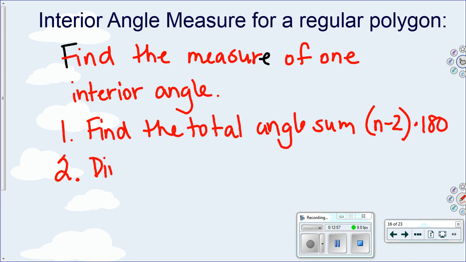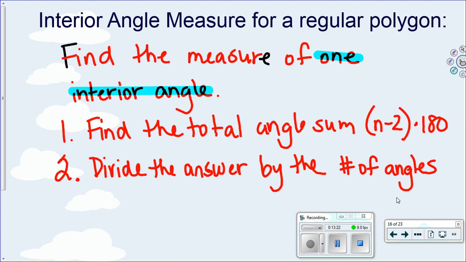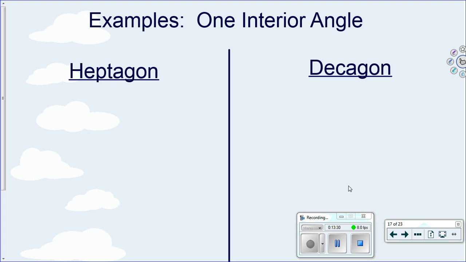Number 2, then you divide that answer by the number of angles. Okay, this is to find the measure of one interior angle. So you're not finding the sum of all of them, you're finding the measure of just one of those angles. So now let's go into an example of this. Make sure you copy this down, pause if you need to. We're going to do 2 examples. We're going to talk about a heptagon and we're going to talk about a decagon.